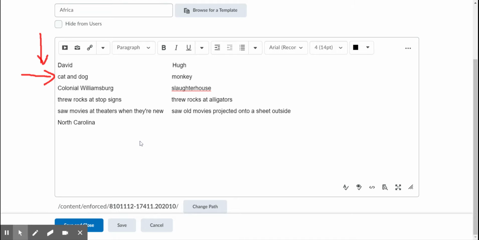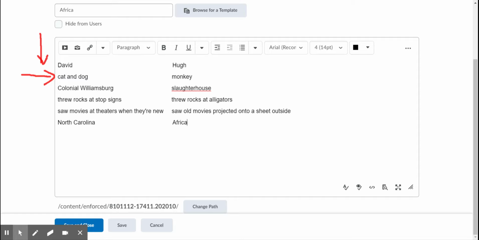The most important thing to remember, no matter which method you choose, is that for everything you say about one, you have to say something about the other. So you see, I have more things on this side about David than I do about Hugh. I need to have a point and then a counterpoint for every single thing, right? So they all go together. So David grew up in North Carolina while Hugh grew up in Africa. I would have to add that in there too.